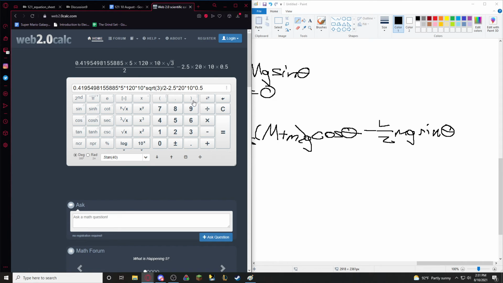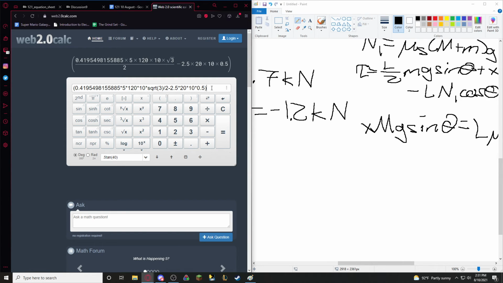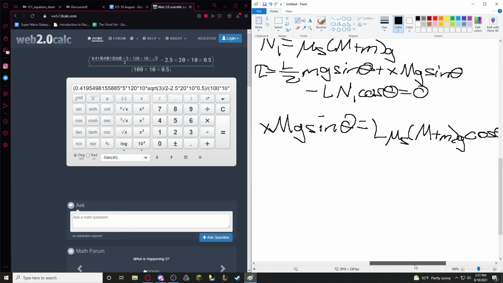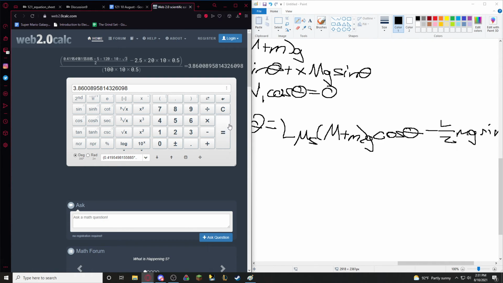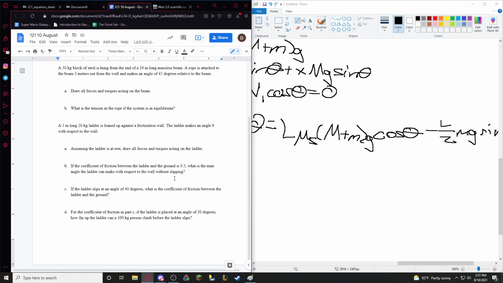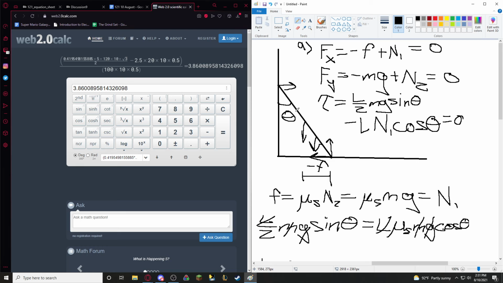And then we have to take all of this and divide it by big M g times the sine of theta, which once again is 0.5. And plug everything in. And we find that our 100 kilo person could actually climb about 3.86 meters. So actually quite a bit further up, almost to about here, before the ladder actually slips and they fall down and break their wrist.